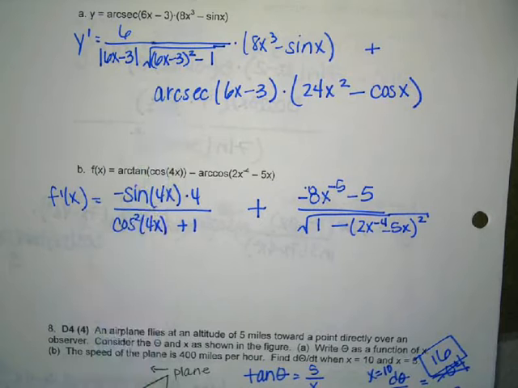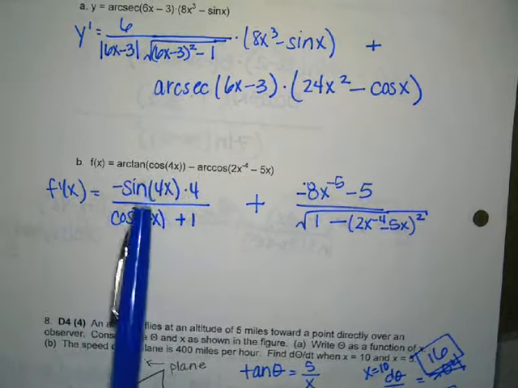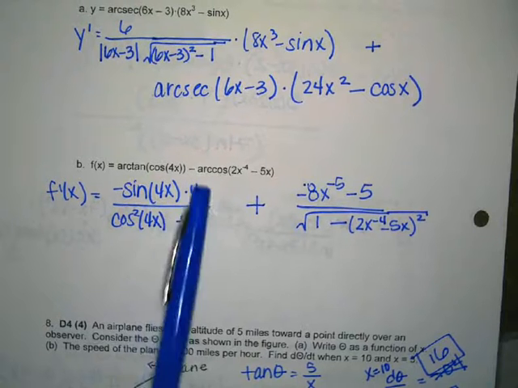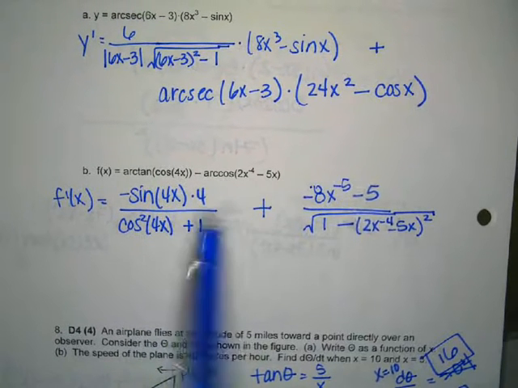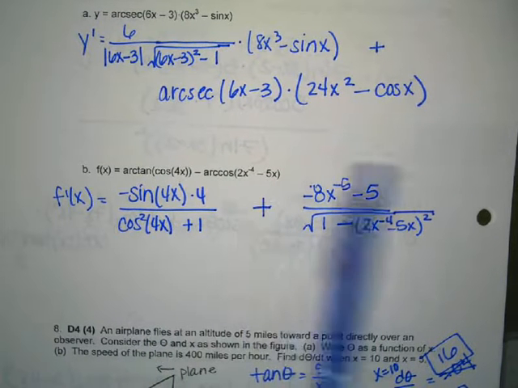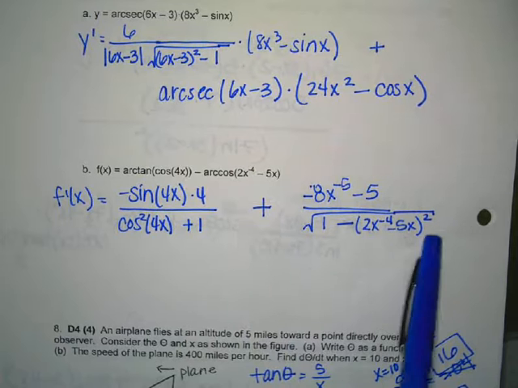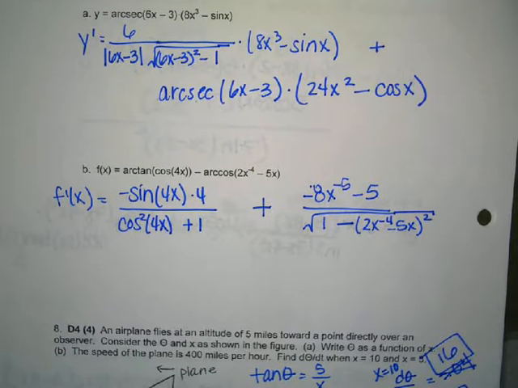The second one, you don't have to do any product or quotient rule here, you just have to know the rules. So this is u prime over u squared plus 1 plus u prime over the square root of 1 minus u squared. So again, you can check your work there to make sure you did it correct.